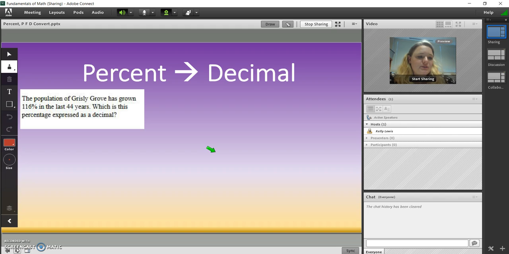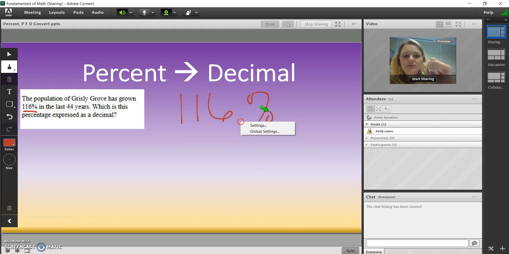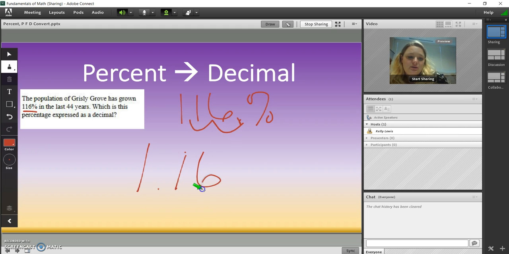Okay, percent as a decimal. So this percent, 116%. All right, percent is always bigger than a decimal. There's the decimal point. And so 1, 2, you're going to go the opposite way. So we're at 116, 1.16.